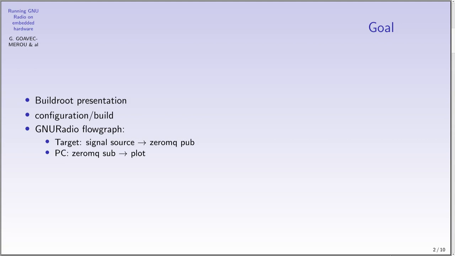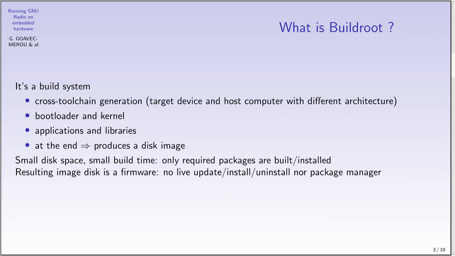The first one is executed on a target board and contains a signal source and the 0MQ publisher. The second is on the PC side with 0MQ subscriber and a plot to display the signal received from the target. So, what is BuiltFruit?